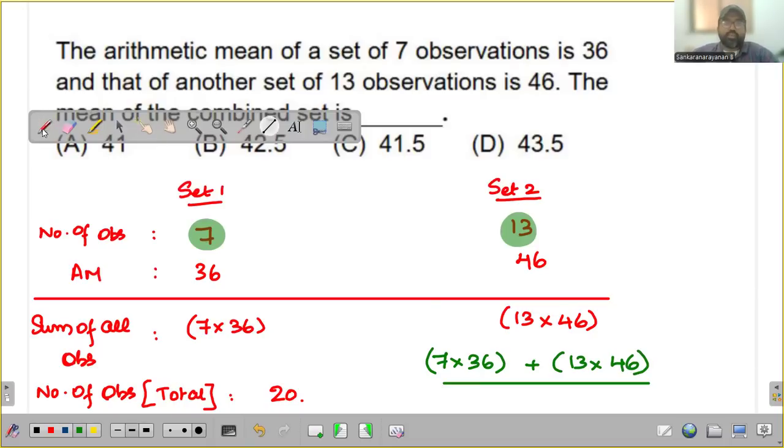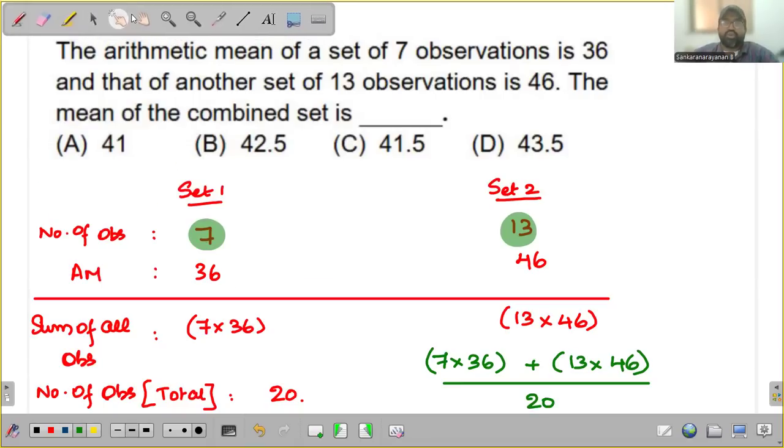The total number of observations is equal to 20. When you are simplifying it, I have completed the calculations here: 7 into 36 plus 13 into 46, whole divided by 20. When you do this, you will get the result as 42.5. Looking at the answer choices, option B reads 42.5. That will be my answer.